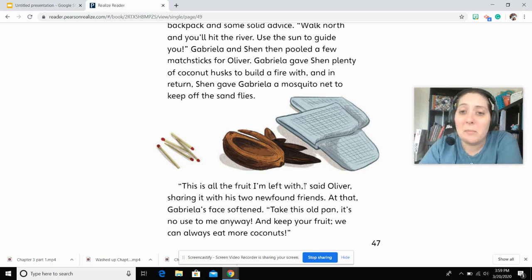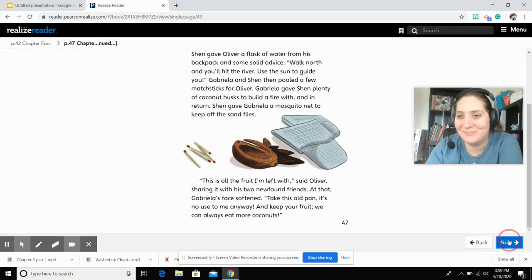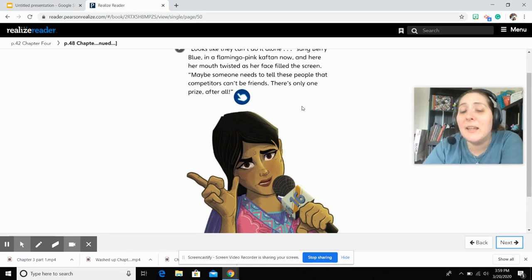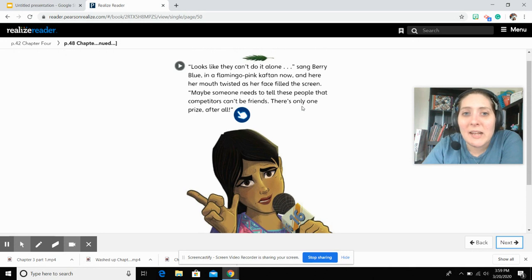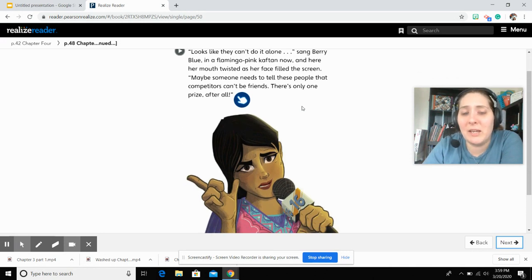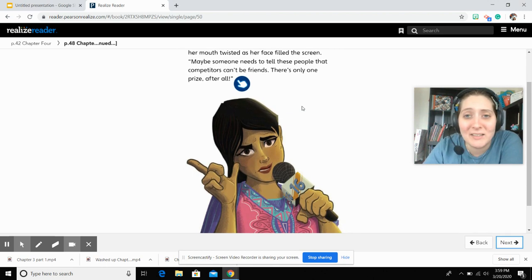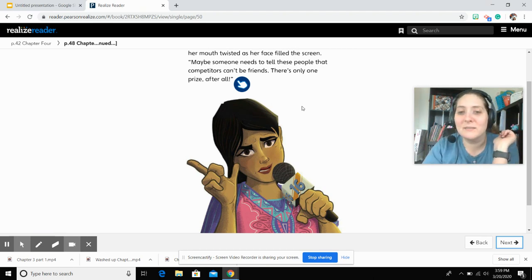"This is all the fruit I'm left with," said Oliver, sharing it with his two newfound friends. At that point, Gabriella's face softened. "Take this old pan. It's no use for me anyways, and keep your fruit. We can always eat more coconuts." "Looks like they can't do it alone," sang Berry Blue in a flamingo pink caftan now. And here her mouth twisted as her face filled the screen. "Maybe someone needs to tell these people that competitors can't be friends. There's only one prize, after all."